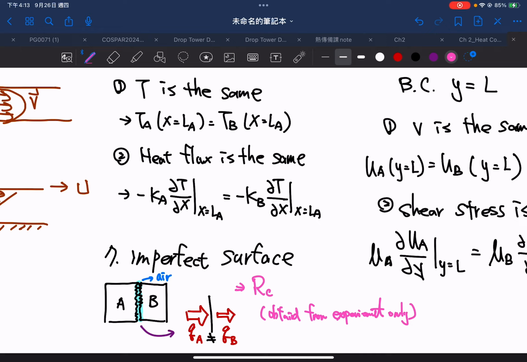So if it's an imperfect surface, we need to find out the resistance in between, by running several experiments, which we will describe in a later chapter. As long as you have the R_C, you can still calculate how much heat is going to transfer from the left-hand side to the right-hand side.